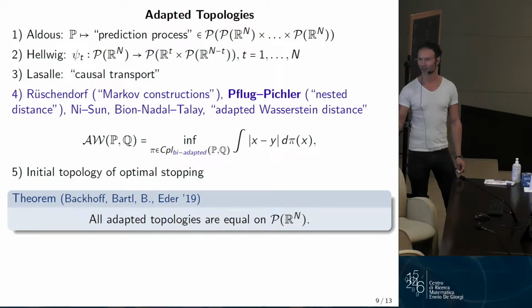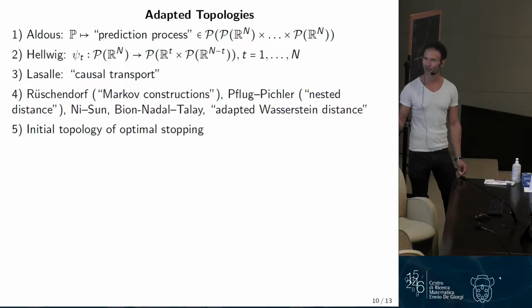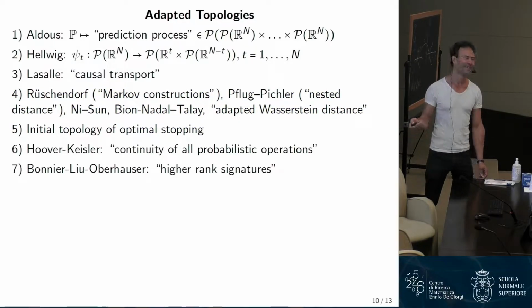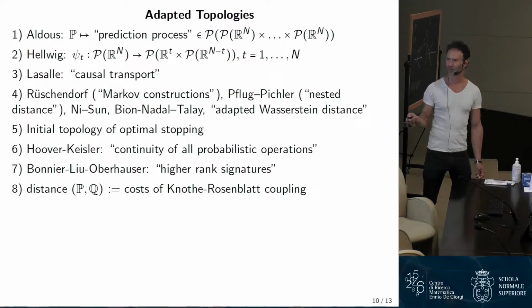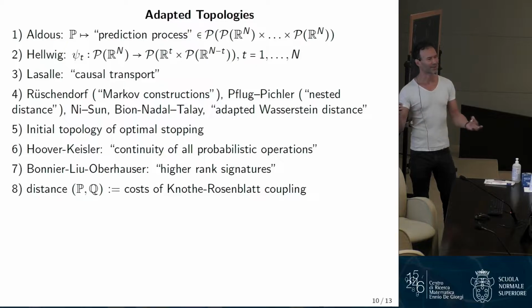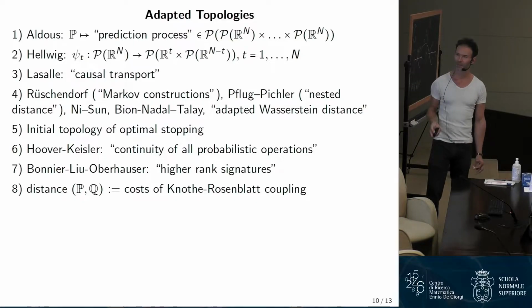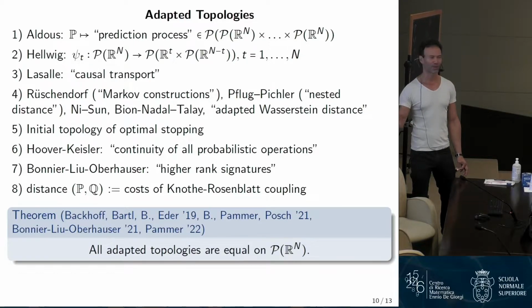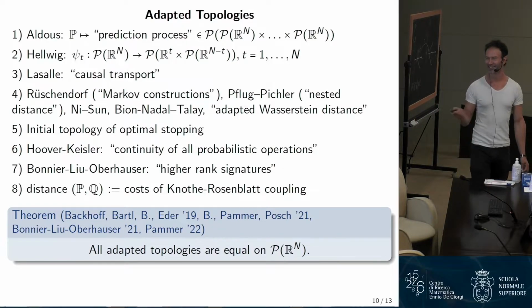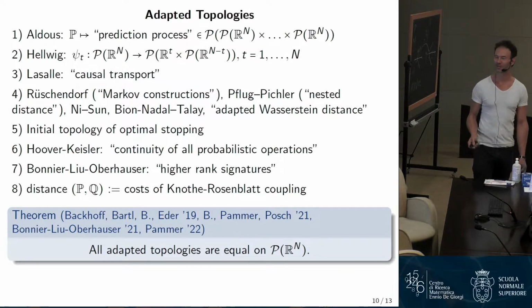But then after we started working on this, so after we published this, we found out that there are actually more adapted topologies, which we had also missed. But maybe this could be your favorite topology: measure the distance by just looking at the distance which comes from imposing Knothe-Rosenblatt. Yeah. Okay, but nicely, still all topologies are the same. So the result stays the same.